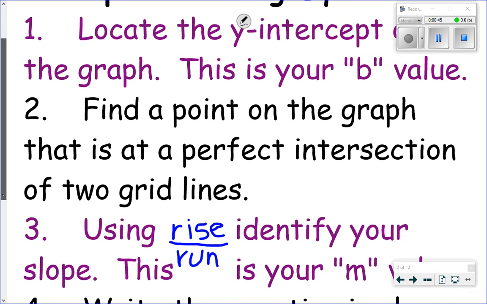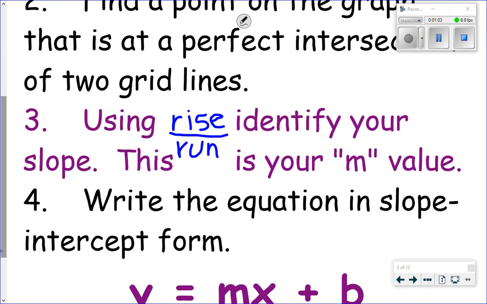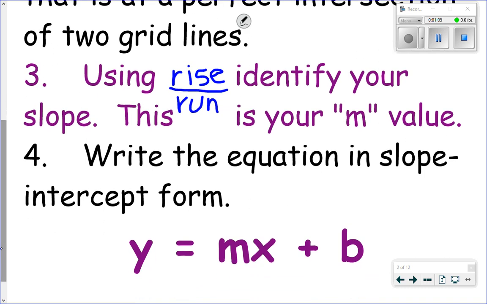Then the next step is to find a point on the graph that is at a perfect intersection of two grid lines. So where the graph goes through the corner of a square, that would be a good point for you to use to identify the slope. Step 3 says using rise over run, identify your slope. This is your m value. And step 4 says write the equation in slope-intercept form, so y equals mx plus b.